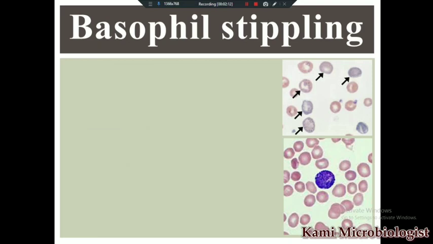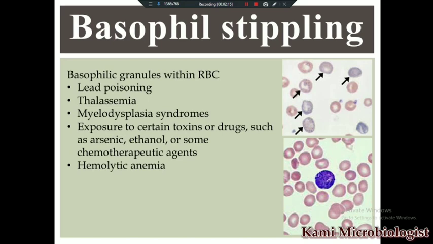Then we have basophilic stippling. Now what is basophilic stippling? Remember, basophilic stippling means basophilic-like granules. We know that basophil cells are present in a very low number, around 1% or 0% in the blood, and their number increases in case of cancer.